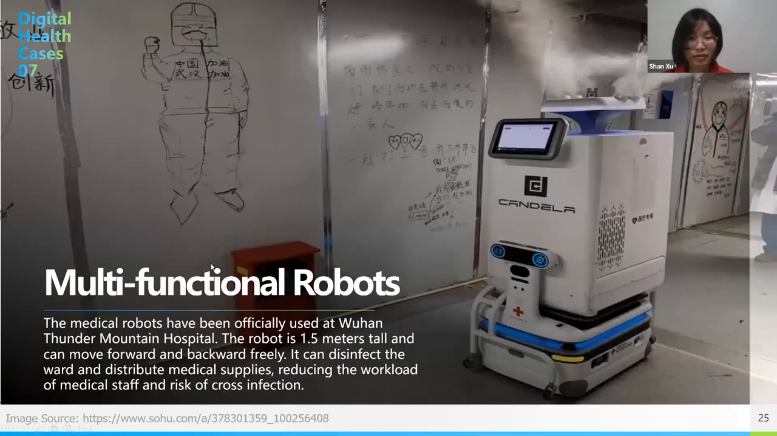The seventh use case that I want to share is about multifunction robots. This is a picture of a kind of medical robot officially used in the Wuhan emergency hospital, with the functions of disinfection and delivery. It can reduce the workload of medical staff and also the risk of cross-infection in the hospital.